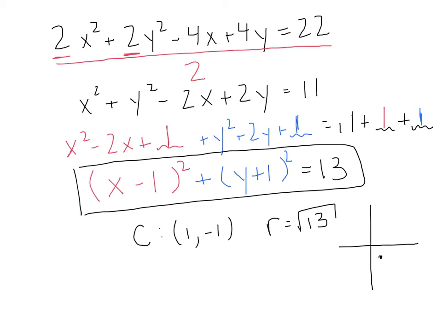Well, the square root of 13 is between 9 and 16, which is 3 squared and 4 squared. So we know our number is between 3 and 4. So if we go out that far in every direction, we can draw our circle.